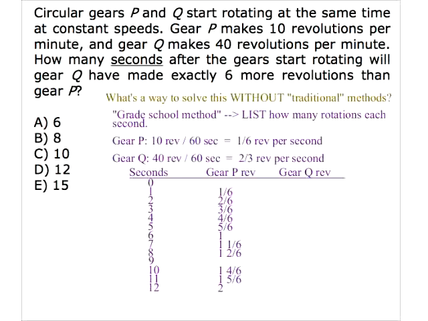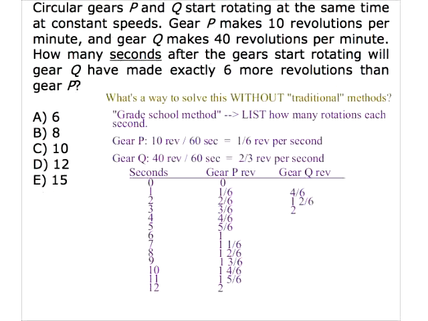So, yeah. And then this. And then gear Q revolutions, you could put that as 4/6, so that's easier to look at. 1 and 2/6 is 1 1/3, and then 2. That's off again, so let's move those down.